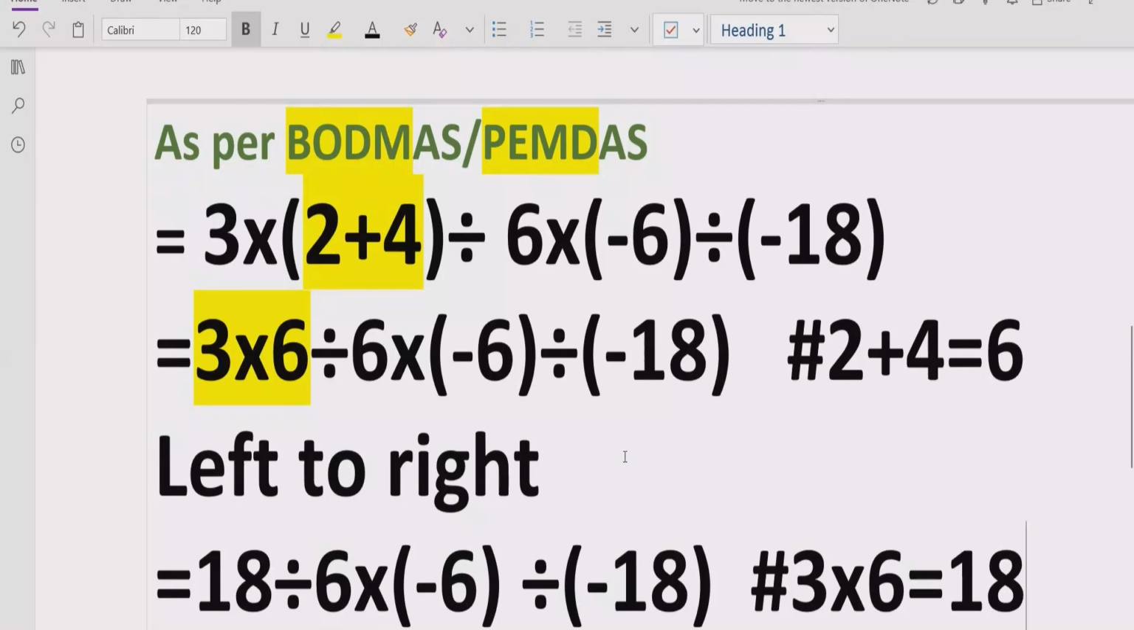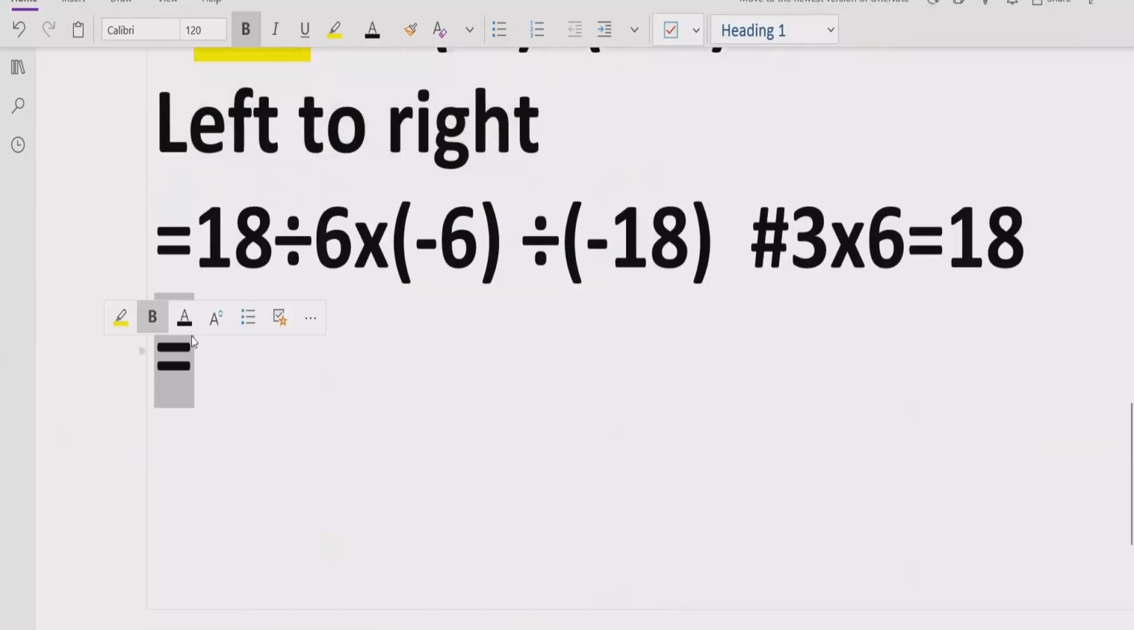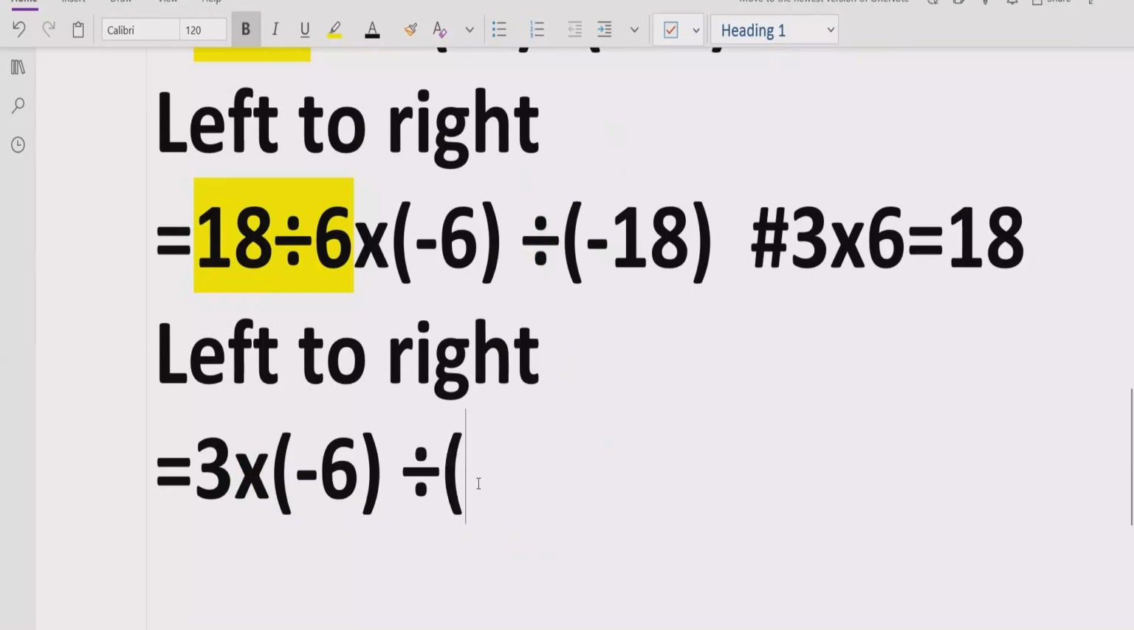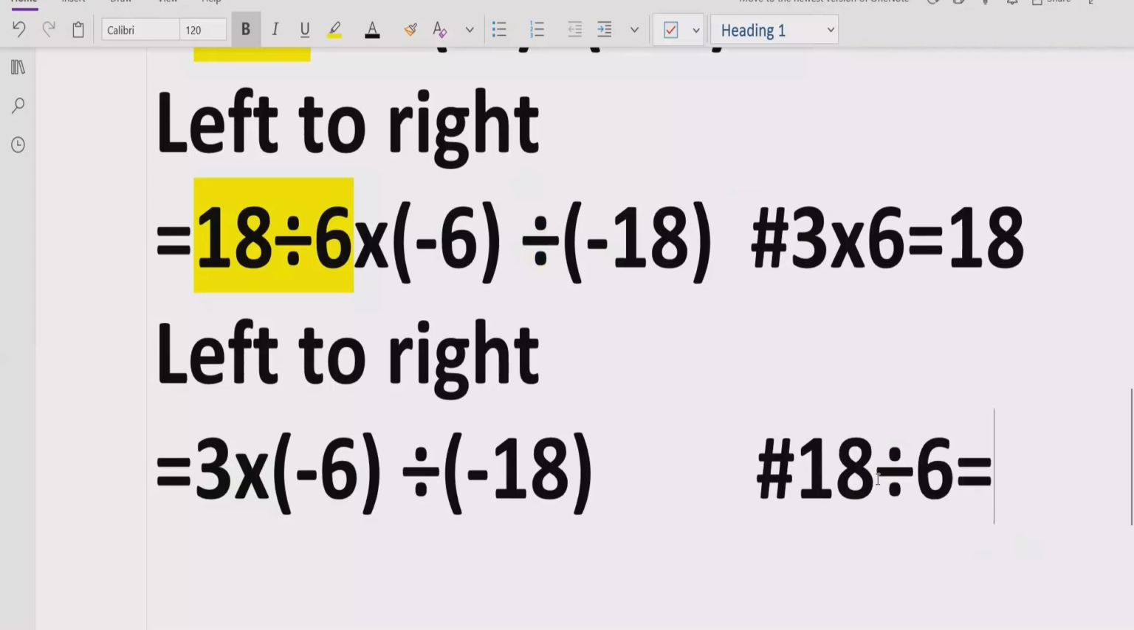Now we have to go again left to right and find out which is coming first. So now we have 18 divided by 6. Whether you are using BODMAS or PEMDAS, you will follow the same step. You have to go left to right and find out which is coming first. So now we have 18 divided by 6, which equals 3, multiplied by minus 6 and divided by minus 18. Here we will write as it is. And here we have to give the reference: 18 divided by 6 equals 3.